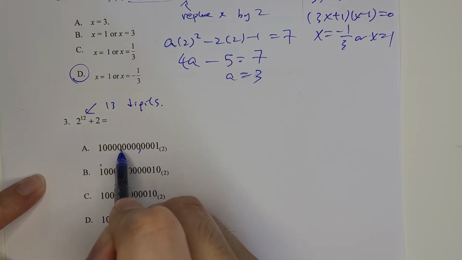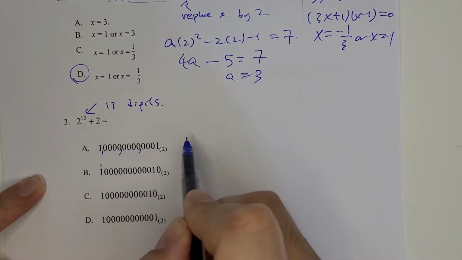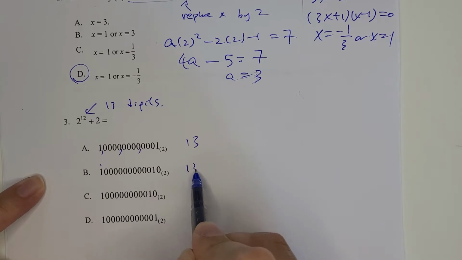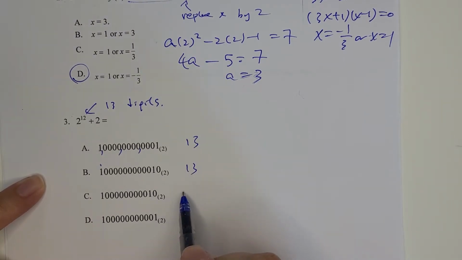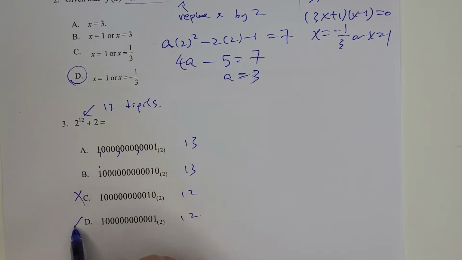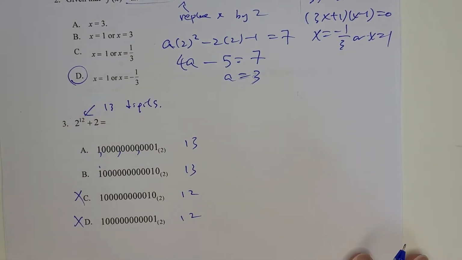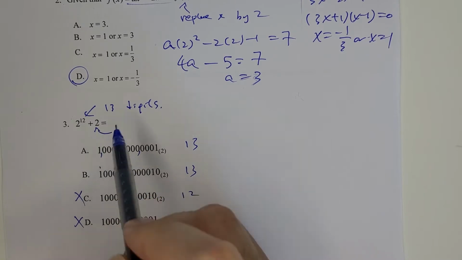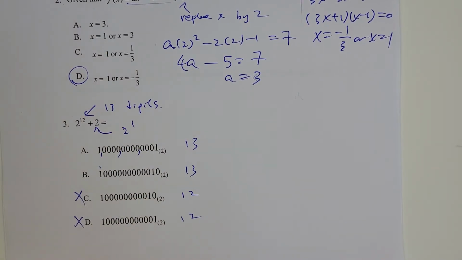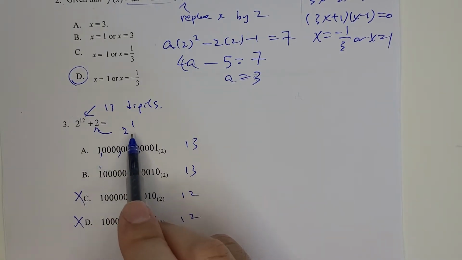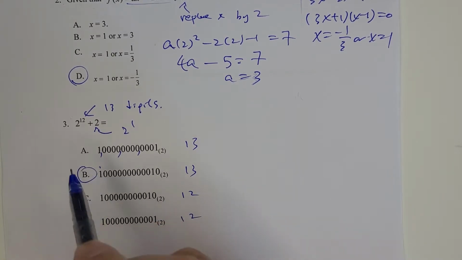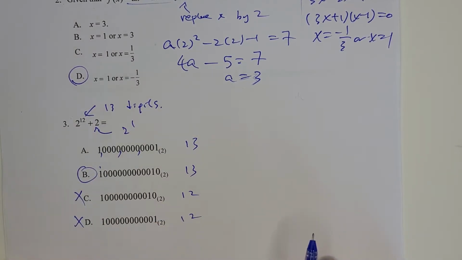A, 13 digits. B, 13 digits. And C, 12 digits. D, 12 digits. So therefore, C and D are not the answer. And then for this number 2, that is 2 to the power 1. That means the second digit will be 1. And therefore, the answer is B, B for boy.